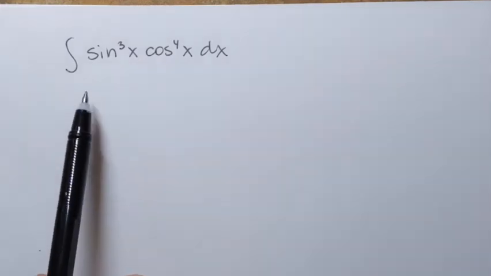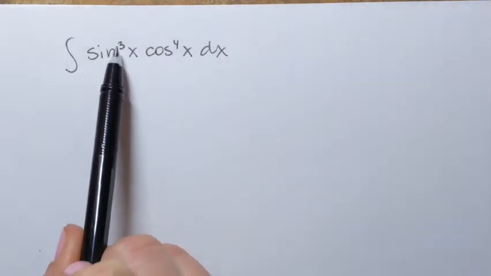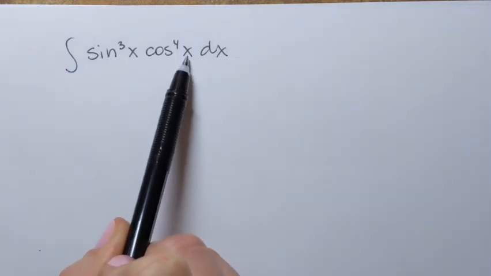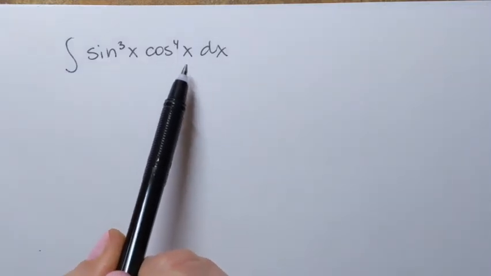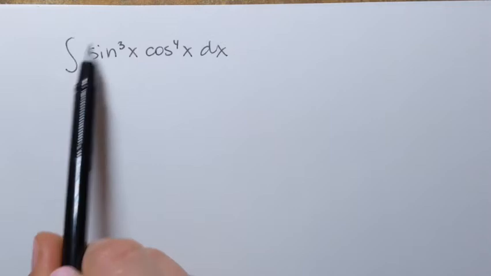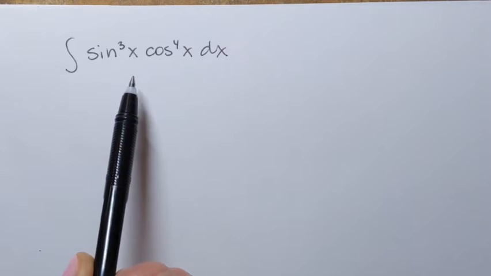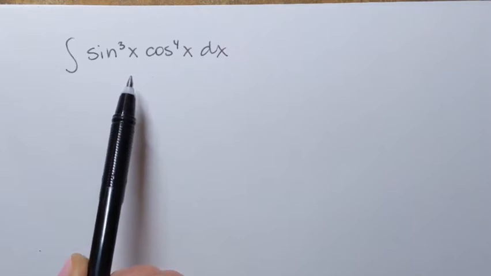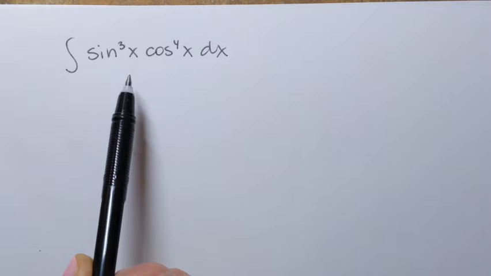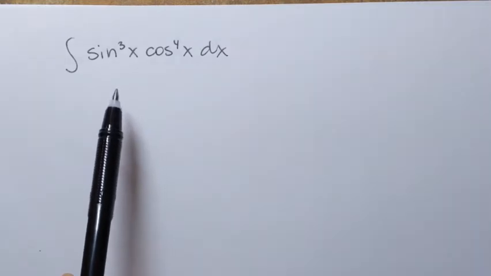Our first example is going to be this integral: the integral of sine cubed of x cosine to the fourth power of x dx. Now, notice how it involves only trigonometric functions. So this is what we call a trigonometric integral. How do we approach trigonometric integrals? Well, we usually use the substitution method, or u substitution, as we also call it.